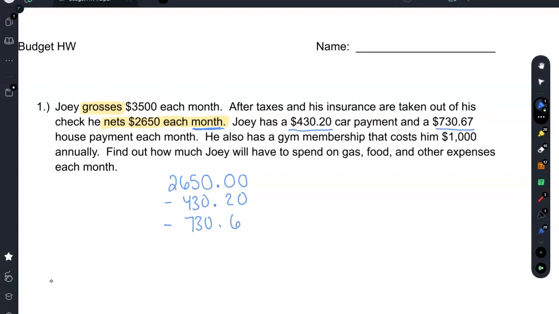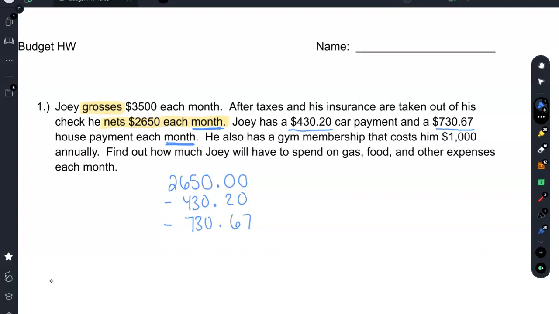The other thing to focus on there is that was each month. Like I said earlier, if this would have said yearly, we would need to divide that by 12 and figure out what his monthly cost is. If it was weekly, we would need to multiply that by 4. We generally say that 4 weeks is 1 month to figure out his monthly cost. So just make sure your units are lining up before you try to add and subtract them.